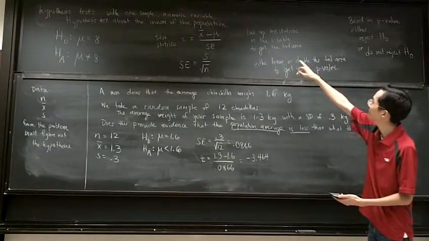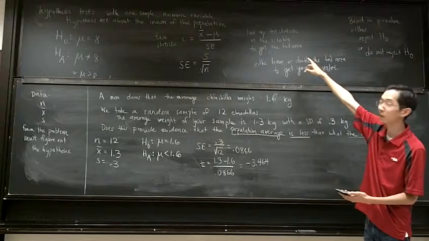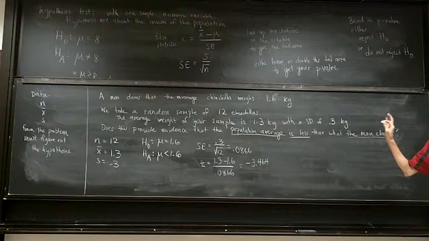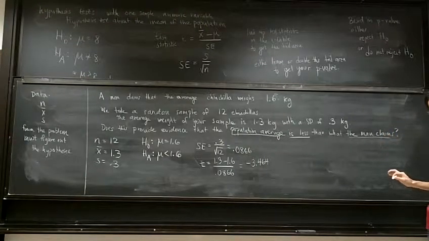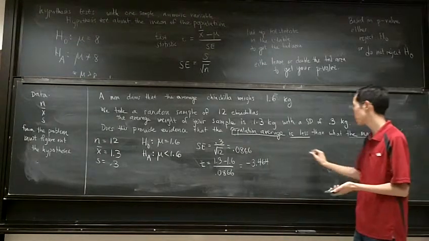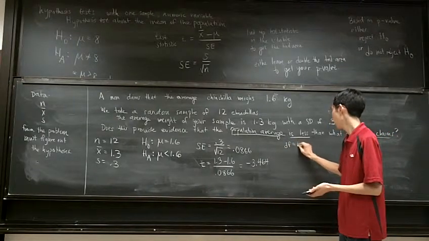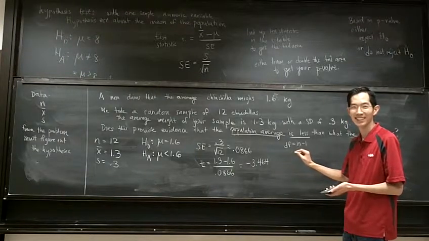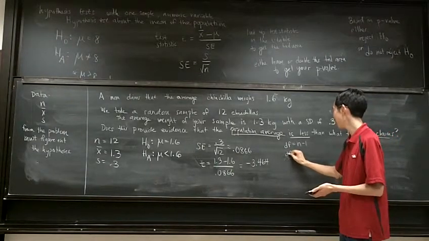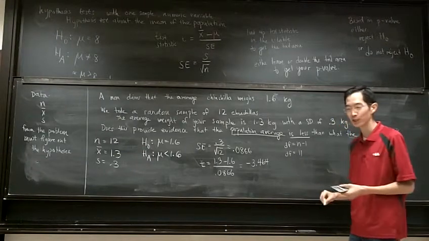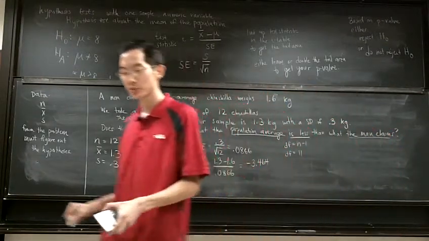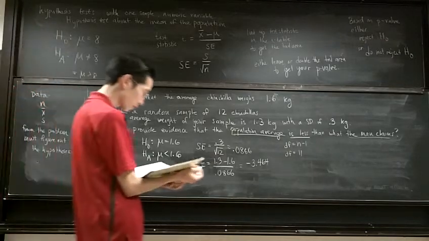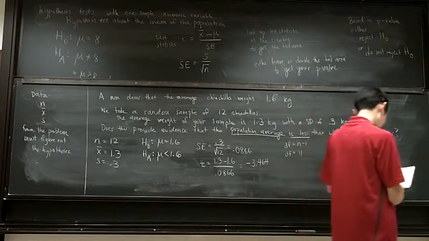So now we look up the test statistic in the t-table and get the tail area. To look it up in the t-table, I've got to find my degrees of freedom. What is my degrees of freedom? N minus 1, so 11 degrees of freedom. So I'm looking up 11 degrees of freedom and a test statistic of negative 3.464.